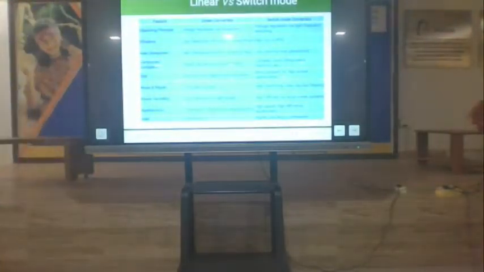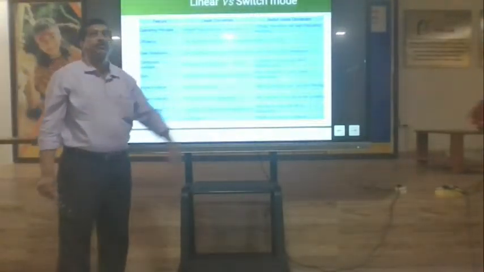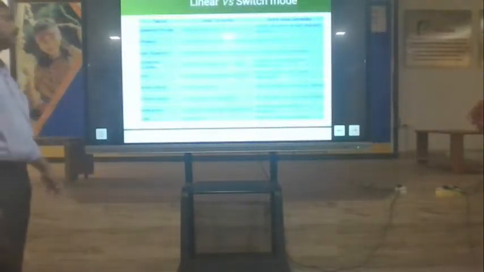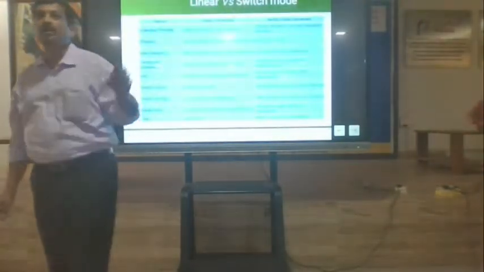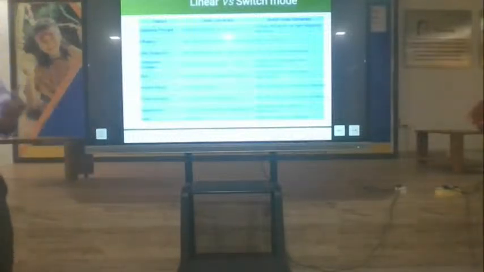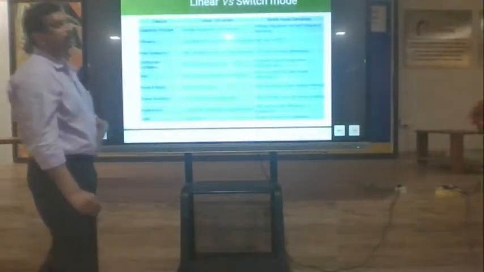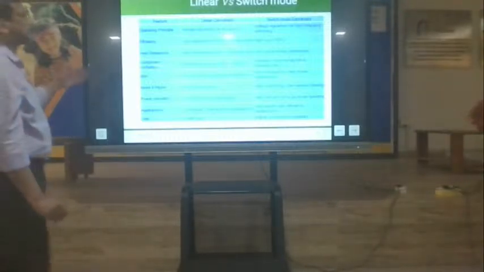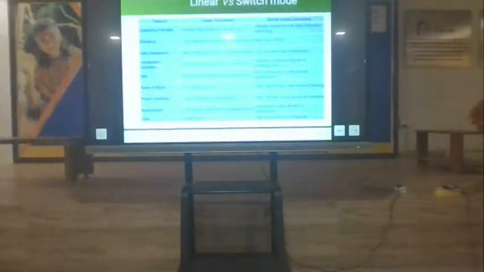Operating principle wise, in the linear one, voltage regulation is via dissipation. Whatever is beyond the reference is all dissipated as heat. The other one is by switching, where we switch on and off to control the energy stored in the magnetic field. Then the efficiency: linear is low, while today you get DC-DC converters that are around 95% efficient. Heat dissipation is high in linear, and minimal in switching because it's only switching.